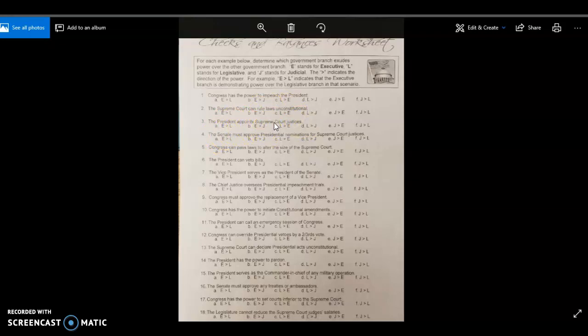Let's do one more together. So it says the president appoints Supreme Court justices. So the president is executive, and Supreme Court we know is judicial. So he appoints it, he's got that power. So that would be E for president, for executive, has the power over the judiciary. That is E greater than J. So the answer would be B.